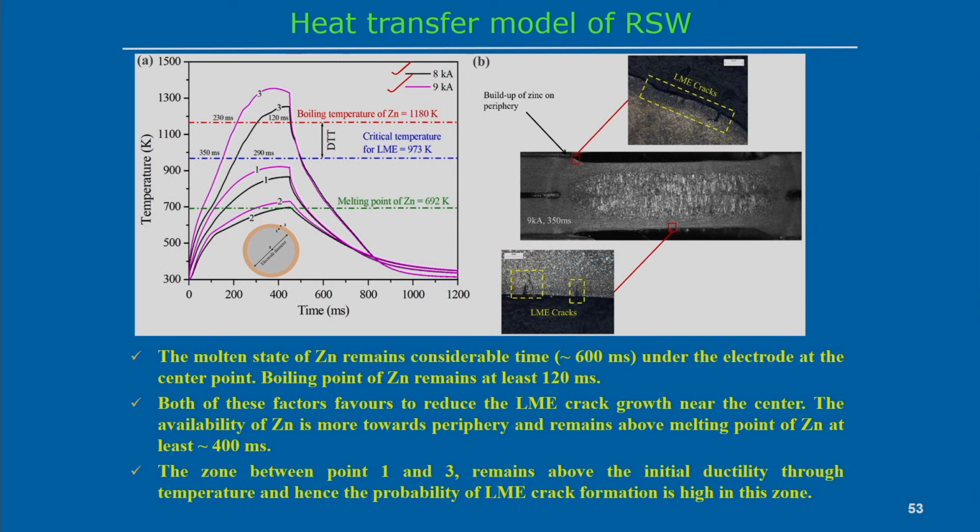In this case the coated material can be zinc, and then we can estimate the critical temperature for liquid metal embrittlement. That means from this information we can get the ductility dip temperature range. What is the ductility dip temperature range? We can see that some parts go through the ductility dip temperature, and in some parts the temperature is below the ductility dip temperature.